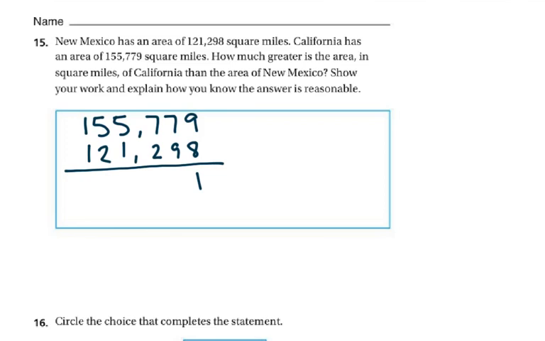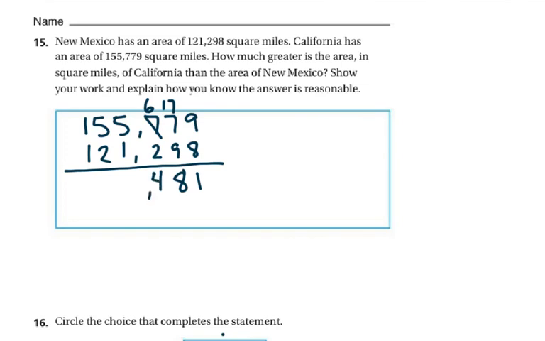I cannot do 7 minus 9 because 7 is too small of a number. So I'm going to have to go next door and regroup. I'm going to take one of my hundreds, leaving 6 here, and add my 100 to here. So I have 17 minus 9, which is 8. And then I have 6 minus 2 in my hundreds place, and that is going to be 4.